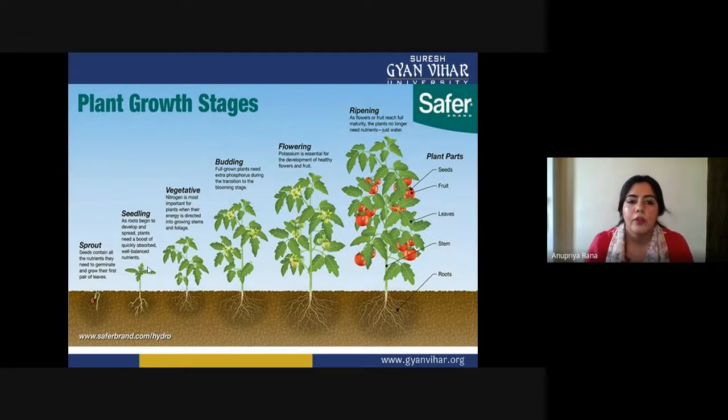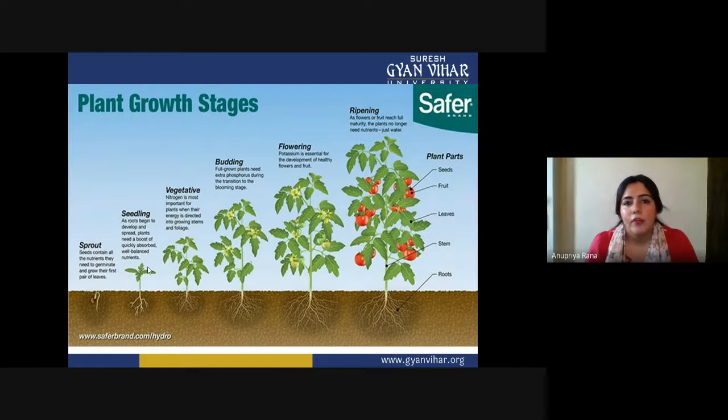Now we are going to see the vegetative structure, in which nitrogen is most important for the plant when its energy is directed into growing stem and foliage. So there are two types of phases. We are going to study each and every step in our whole lecture. But for beginners, plants have to go through two phases: one is the vegetative phase, and the second one is the reproductive phase. In the vegetative phase, the plant basically grows itself, making itself capable of reproduction.